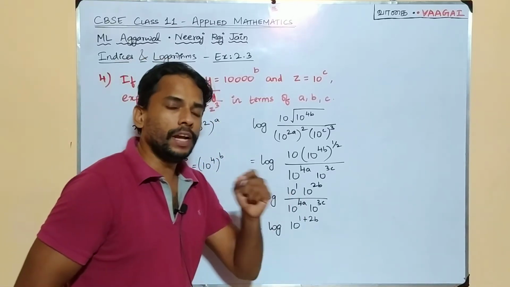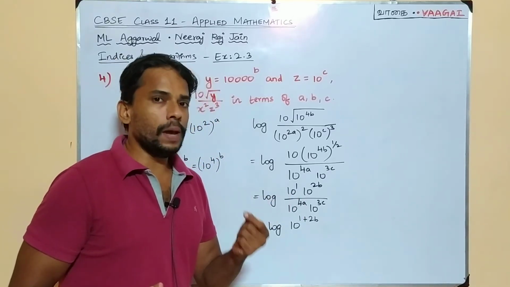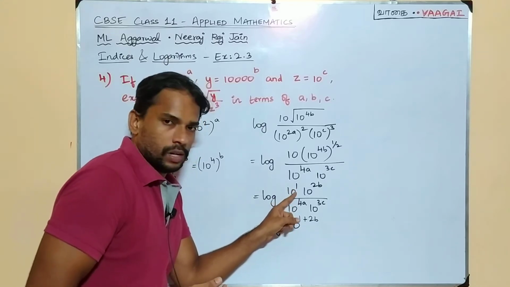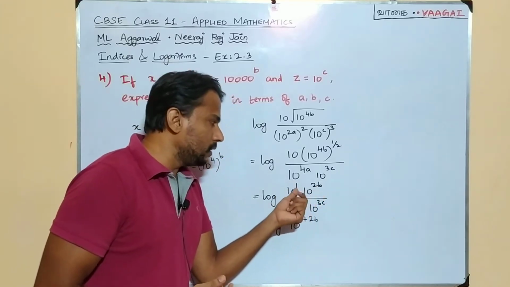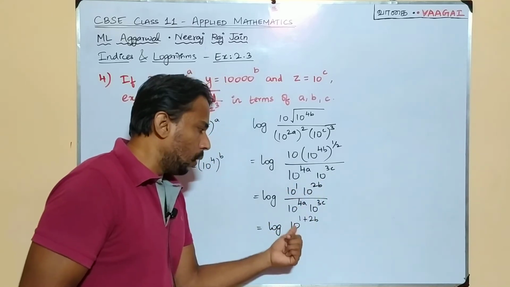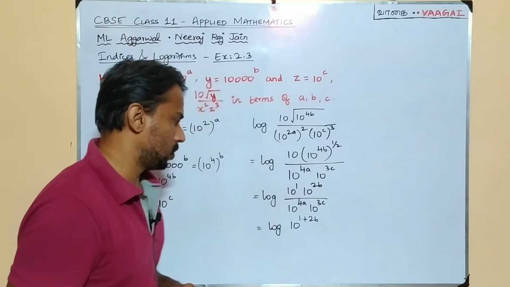Because a power m into a power n will become a power m plus n. That's what we are doing here. So this is 10 power 1, this is 10 power 2b. When they are multiplied, this becomes 1 plus 2b.